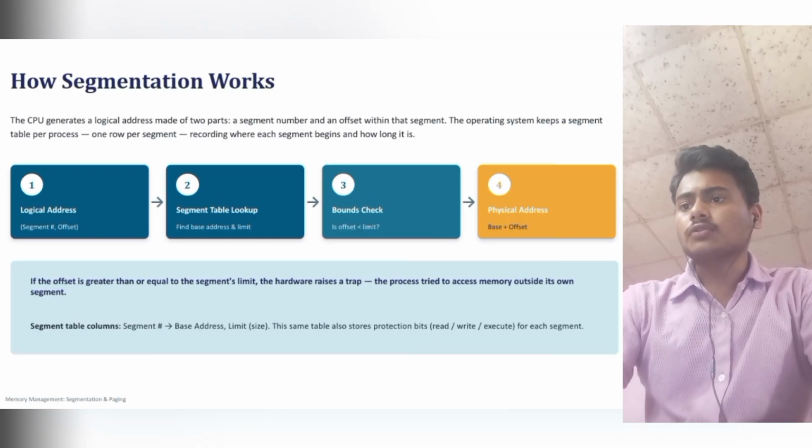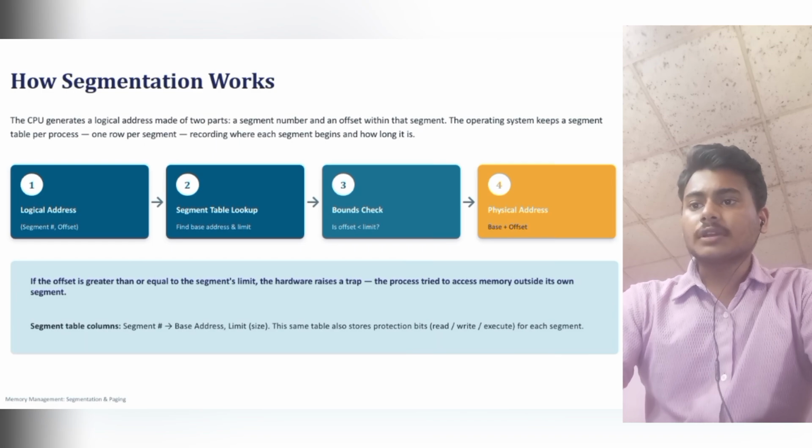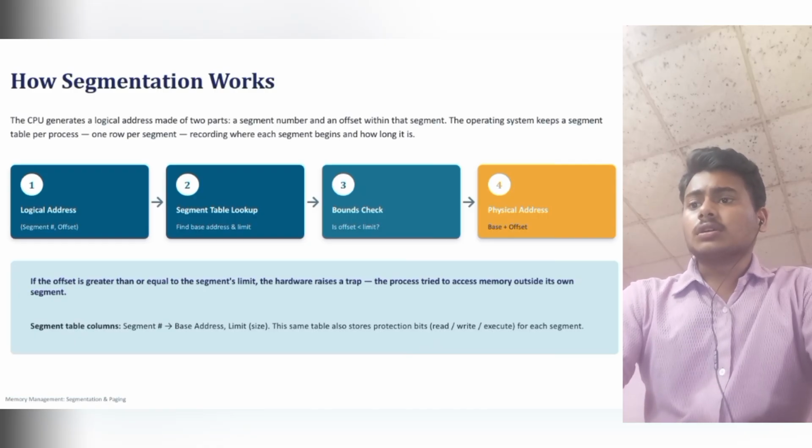Now let's see how the computer actually finds these segments in memory. Let's go to slide number 5. How segmentation works. Every address here has two parts, a segment number and an offset. The operating system keeps a segment table for each program. This table has one row for every segment. Each row stores two things, the base address, which is where the segment starts, and the limit, which is how big it is.